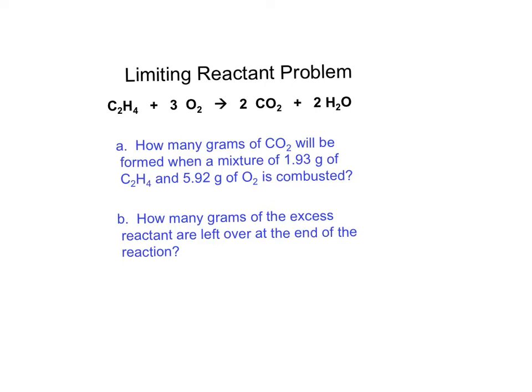We're going to use our book method, which is to take the grams of C2H4, start with the CO2, and calculate the amount of CO2 formed. Then take the grams of O2 and calculate CO2 again. Then we'll compare the quantities of CO2 and pick the smaller one. That will be the amount formed, and then we can go back and figure out which reactant the smaller CO2 value came from, and that will be the limiting reactant.